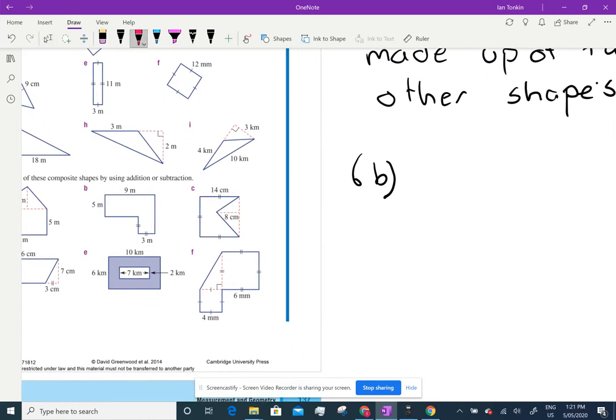And you can see here, they've even discussed it. You can do adding or subtracting. So I'm going to do 6b two ways. So I'm just going to draw the shape. That was a bit bad. Get rid of that.